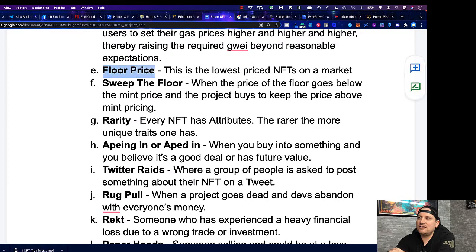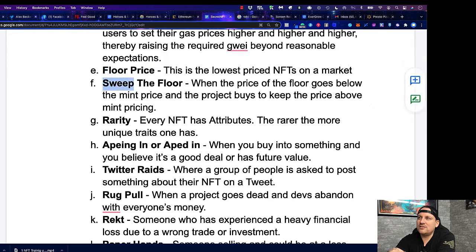The next thing is called floor price. The floor price, you'll see this inside of OpenSea, you'll see this inside of any of the secondary markets, and basically the floor is the lowest traded price of that particular NFT. Some NFTs have higher pricing because they have more rarity, and that means that they're actually worth more, okay?